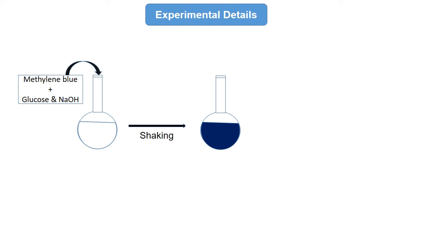Here I didn't mention methanol and water, but you need methanol to dissolve methylene blue and make a dye, and glucose and NaOH in bulk you have to dissolve in water, and then few drops of dye you have to add. Here at first in a conical flask or RBF, you have to dissolve glucose, NaOH in water, and then few drops of methylene blue.